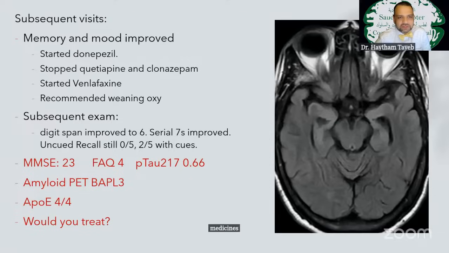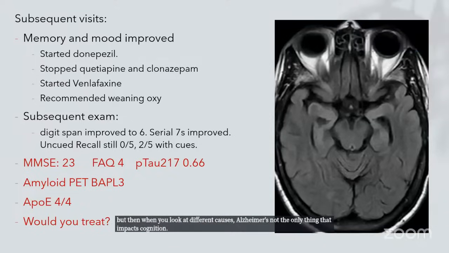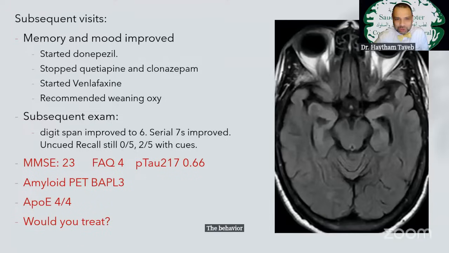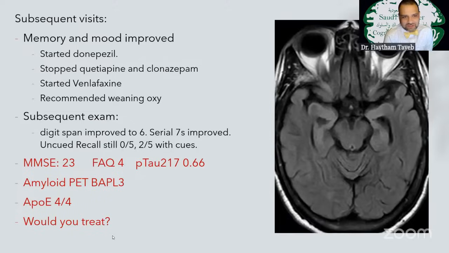And I think this is another case where she seemed late, but then when you look at different causes, Alzheimer's is not the only thing that impacts cognition. The behavioral neurologist is still important. It's still not just tests that you do and needles that you put in and infusions that go through. I thought this was a very instructive case.